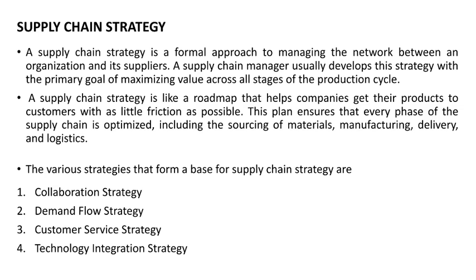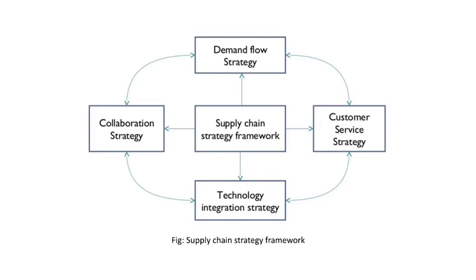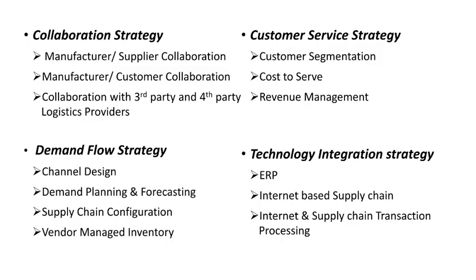So we see the 4 strategies we have: collaboration strategy, demand flow strategy, customer service strategy, and technology integration strategy. This is the diagram, and please do note the supply chain strategy framework. All these 4 strategies we have. Moving to the first one, collaboration strategy.